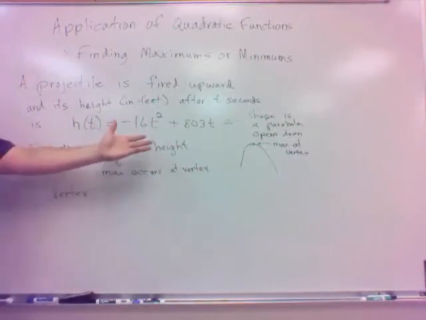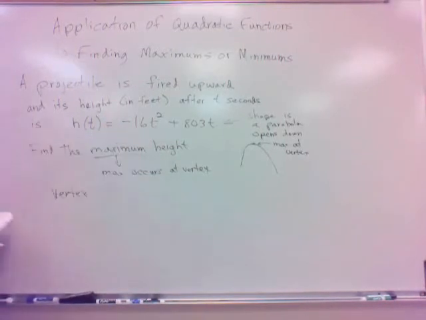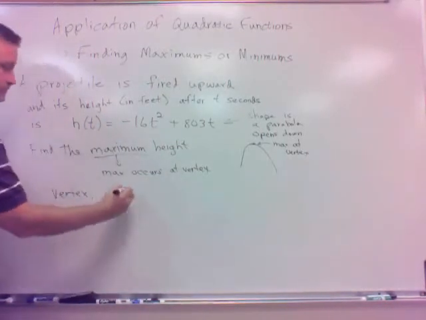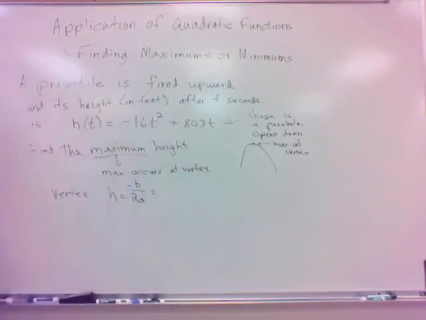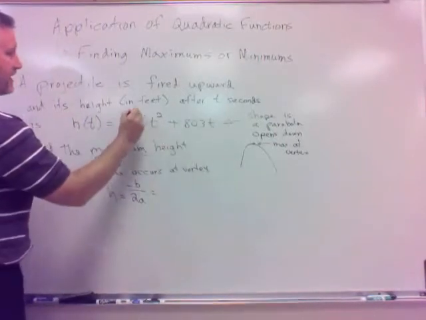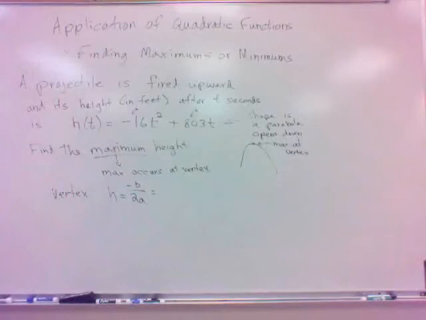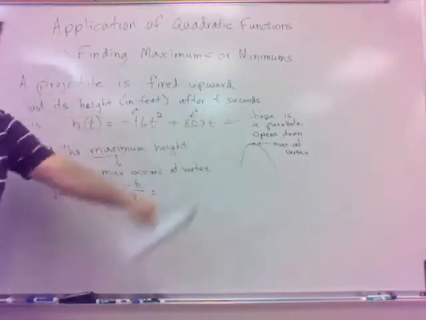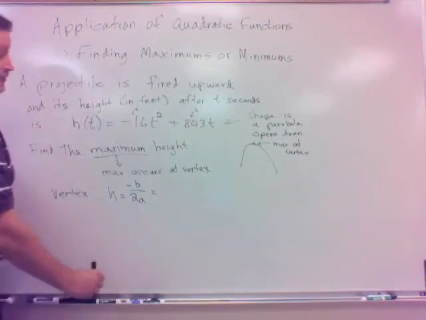One way to do it is use the little formula, right? The h of the vertex. What does h equal? Negative b over 2a. Yep. So I'm going to use that formula. Now this one, I don't have a c, but I've got the a is negative 16, the a is what's times the squared term, and then the b is what's times the t in this case. So a is negative 16, b is 803.